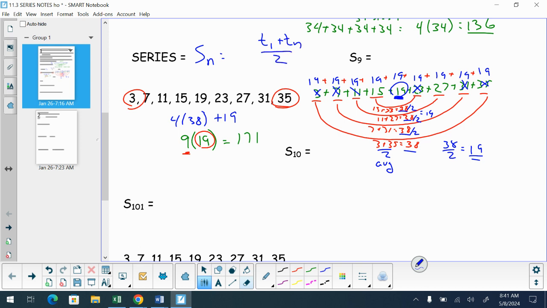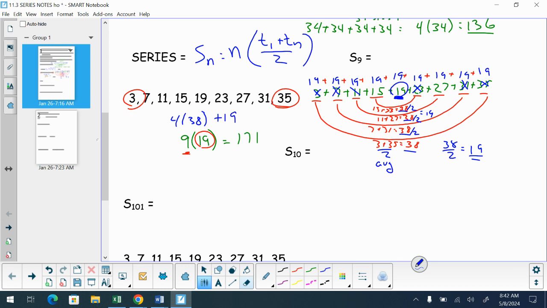I can average my first and last term together, and then multiply this by however many terms I have. So to find a series for an arithmetic series, we can average our first term and last term together and multiply by the total number of terms.